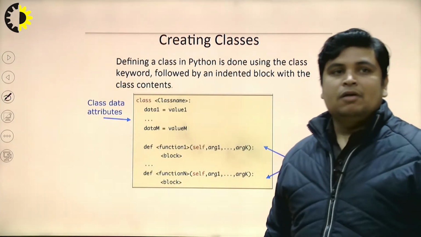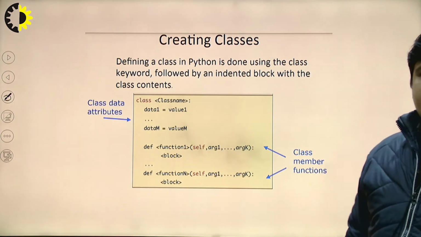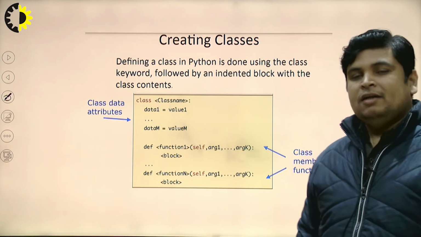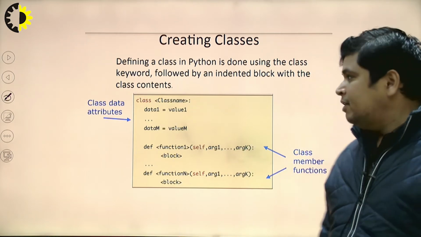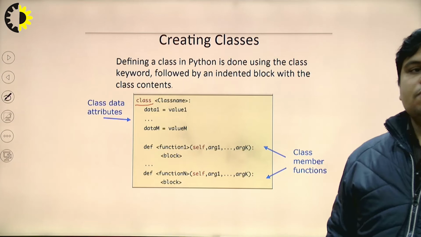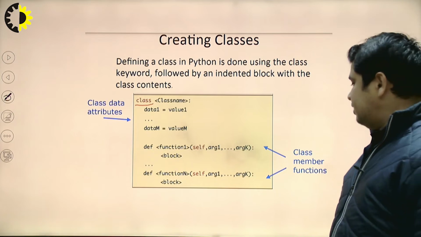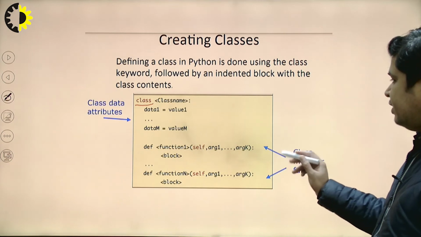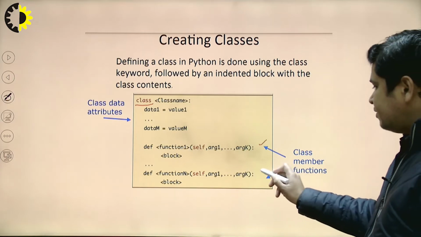Now this is a very good example, creating a class. How can we define a class in Python? Defining a class in Python is done using the class keyword. This is the class keyword which is used to define the class, followed by the indented block with the class content. In this example you will see here, this is the first function, and second is this function.